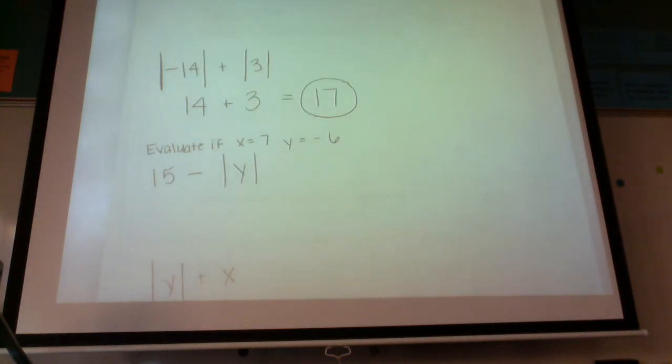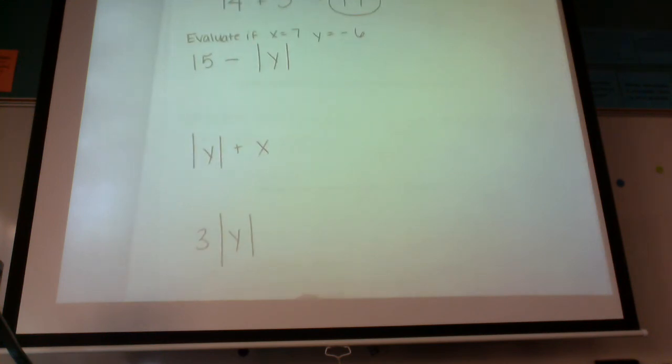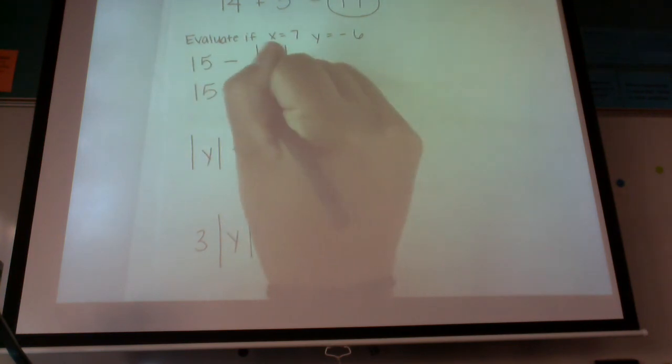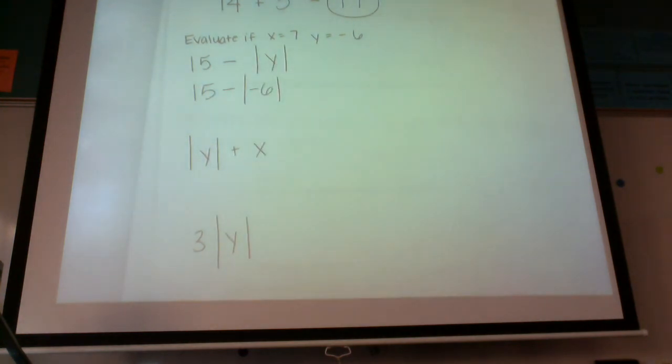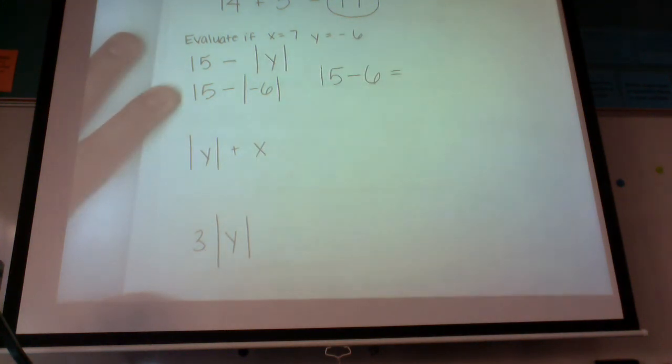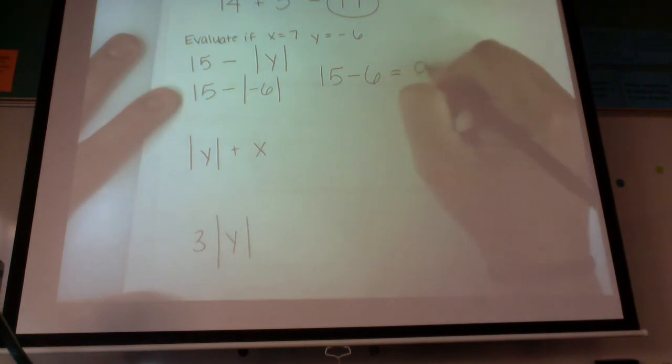Okay, now you have to evaluate these 3, given that x is 7 and y is -6. So 15 minus the absolute value of y. Well, y is -6, so I'm going to go ahead and rewrite this. 15 minus the absolute value of -6. So it should look something like that. Don't let all those minus signs confuse you. Absolute value of -6 is just going to be 6. So my new problem is going to be 15 minus 6, which is going to give me 9.